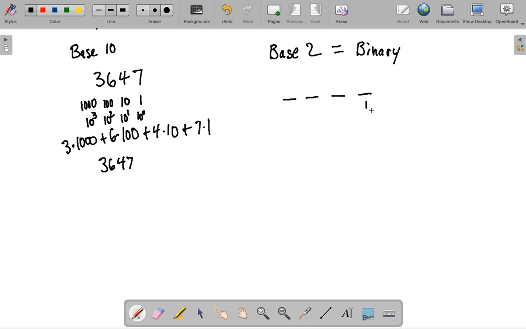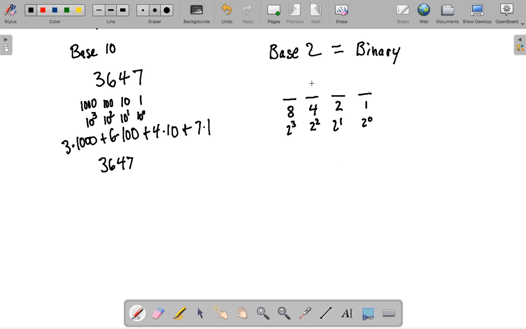The first place is still the ones digit, because that's 2 to the 0. The second place is the 2's digit, 2 to the 1. 2 times that would be 4, so the next place is the 4's digit, 2 to the second, and this place is the 8's digit, or 2 to the third.